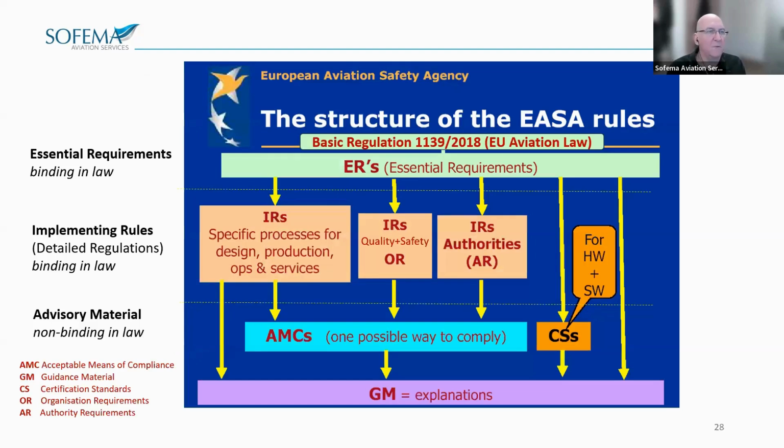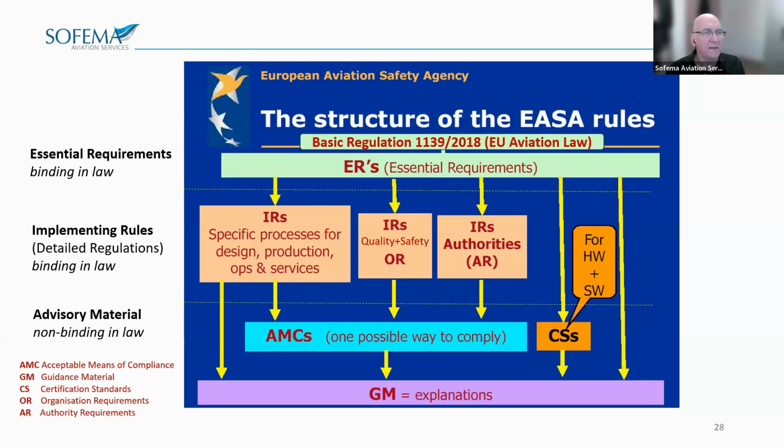This is a more detailed illustration of the same thing, really. So we have at the top the Basic Regulation 1139/2018, the parent law for aviation. And underneath that, there's a number of annexes which contain all of the essential requirements, the ERs, everything we want to achieve in each of the aviation areas in terms of control and safety.